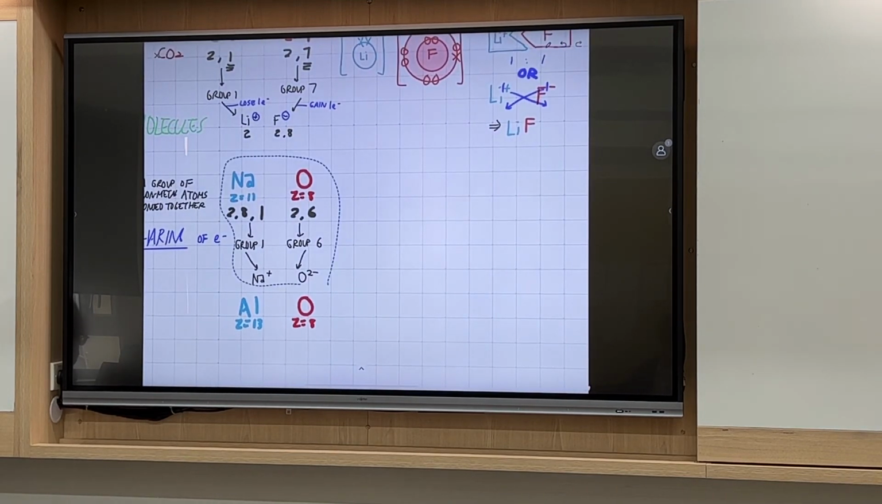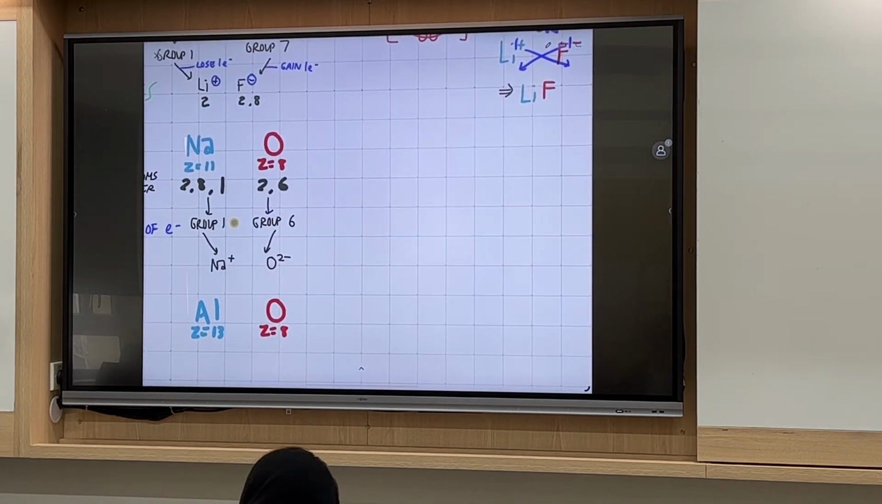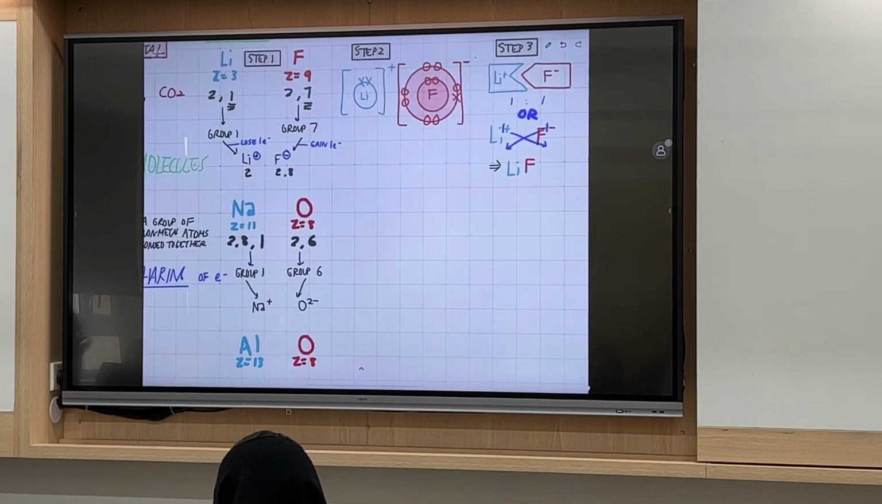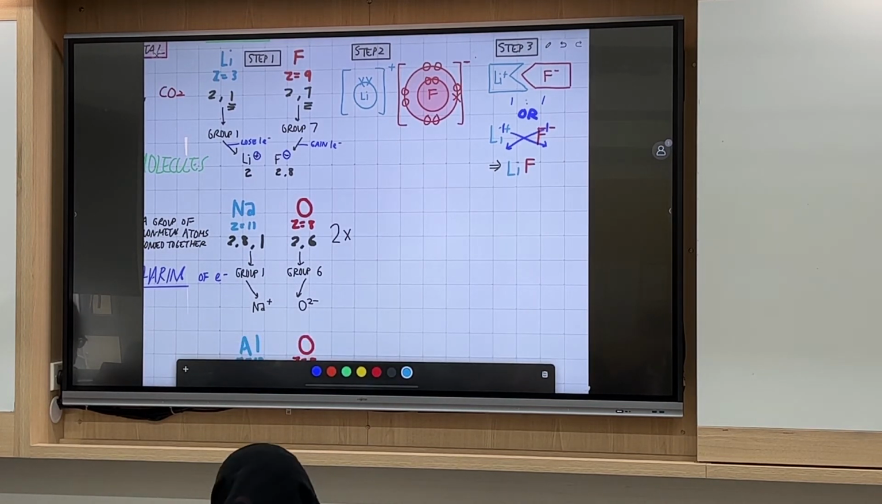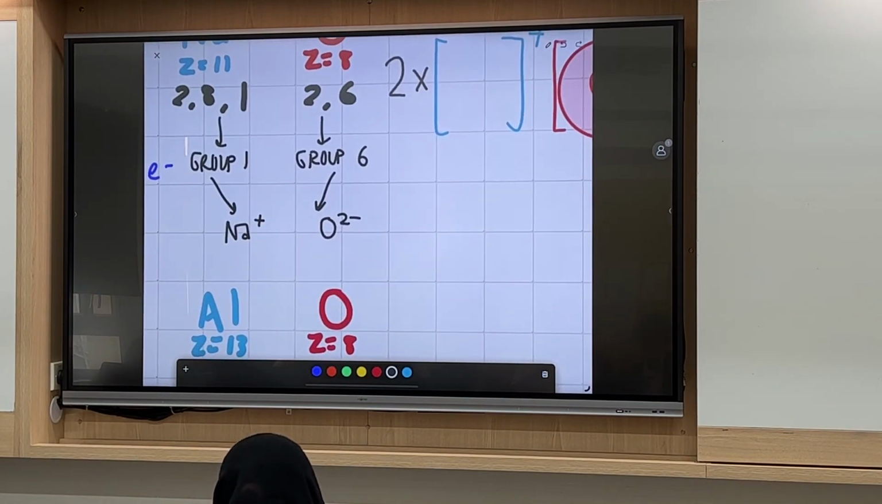And then just now one student asked me, if Na loses 1 and O gains 2, doesn't that mean the numbers won't match? Yes, that's exactly what the question is asking you. You will need to have twice as many Na+ compared to just one O2-. So can you draw O? And then what is the new electron arrangement of O2- and Na+ after losing and gaining electrons?